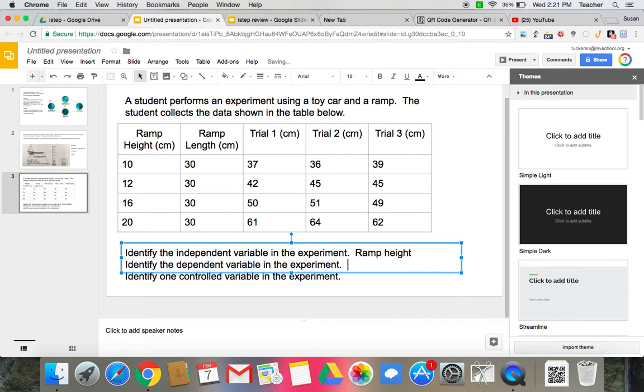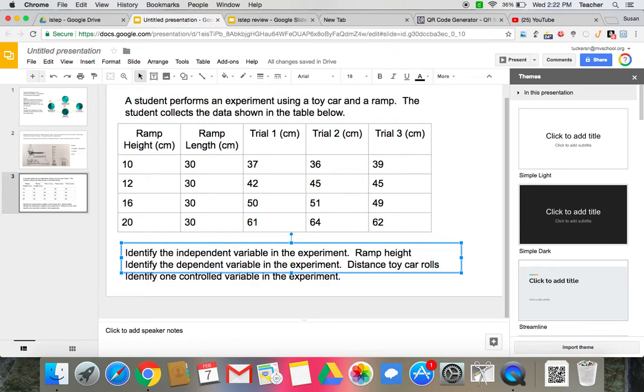The dependent variable is what the scientist is observing, what they are measuring. In this case, that's the data. So the data is all the trials, and what they are measuring is how far the toy car rolls down that ramp. So the distance toy car rolls would be the answer.